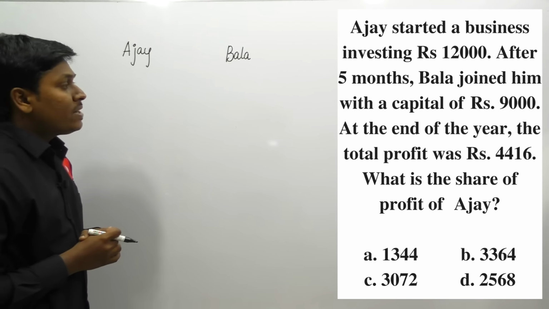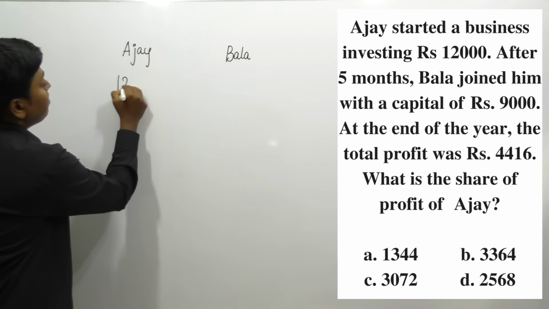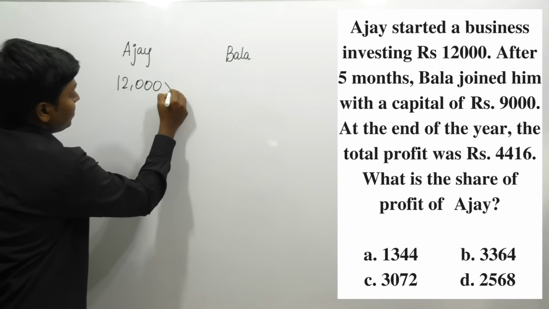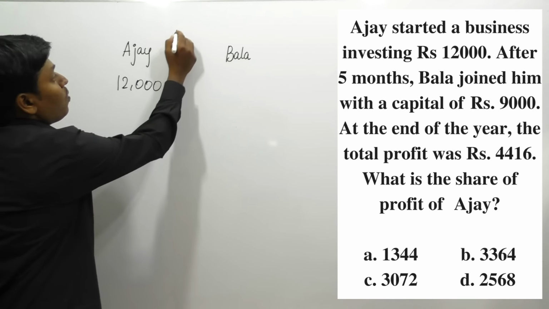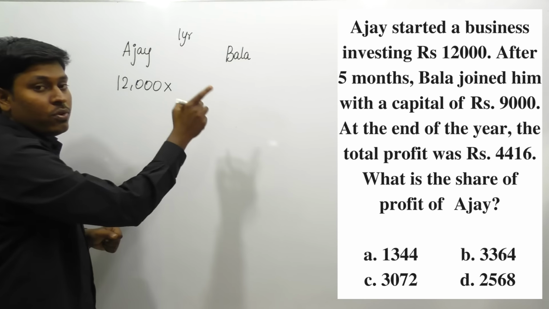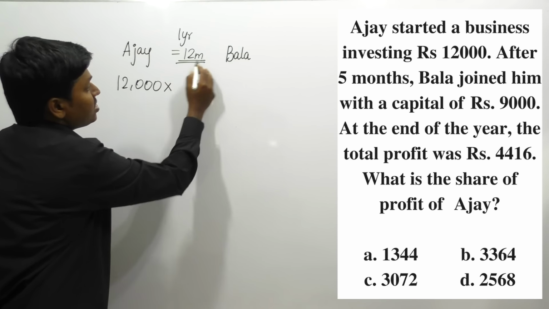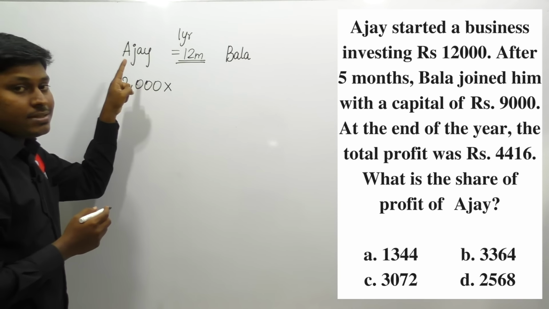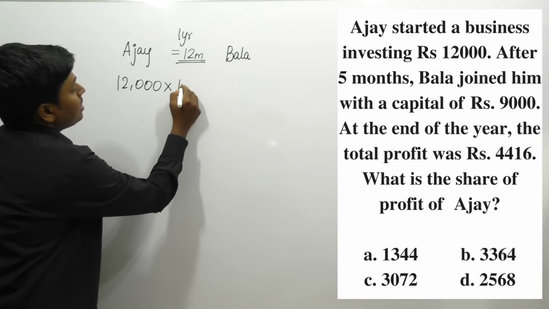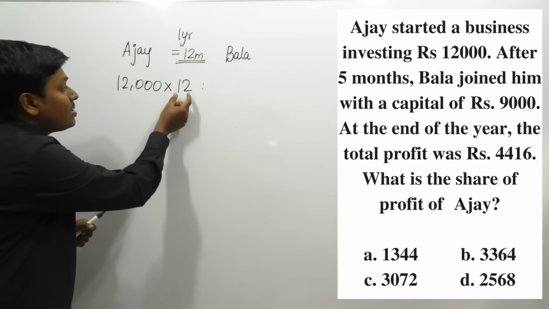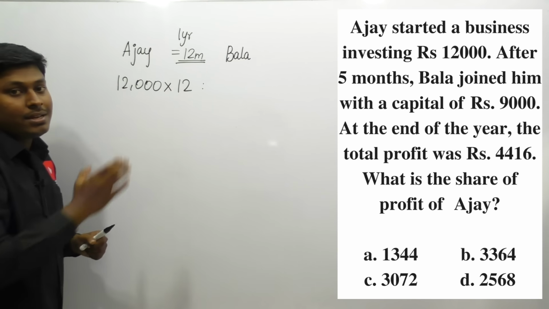First of all, Ajay started a business investing 12,000. So the person Ajay is investing 12,000 and he is the person who started the business, right? For 1 year, we know that the profit will be 4,416. For 1 year, it is 12 months. Since Ajay is starting the business, he will be there for the complete 1 year. So we can say 12,000 into 12, because this 12 indicates 12 months. For the complete 12 months, Ajay will be there in the business.